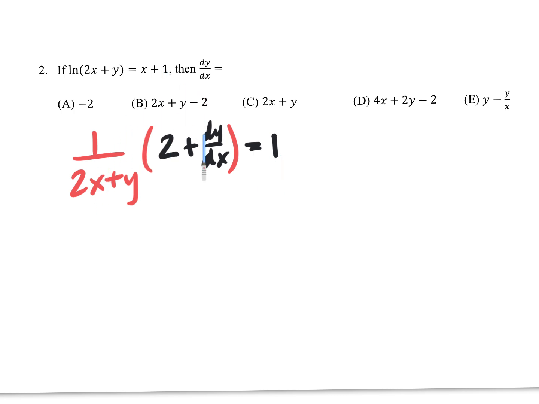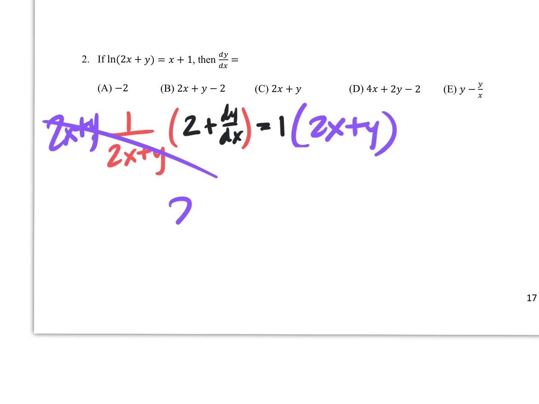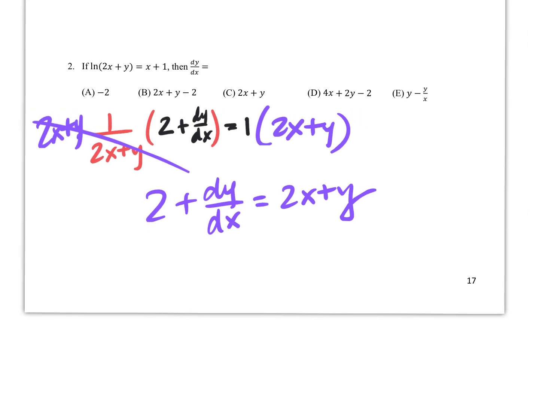Do you want to distribute this thing, or do you want to multiply by 2x plus y? Wouldn't that get rid of it? If I multiply by its reciprocal, which is 2x plus y, these are gone. And I get a 2x plus y over there. So I'm left with 2 plus dy dx is 2x plus y. And then we just want to get dy dx by itself.